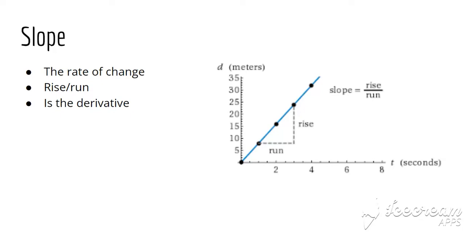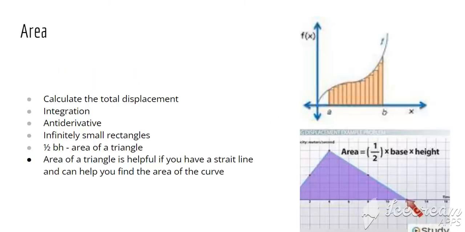First is the slope. Slope is the rate of change. In order to get the slope, you do rise over run, and the slope is the derivative.